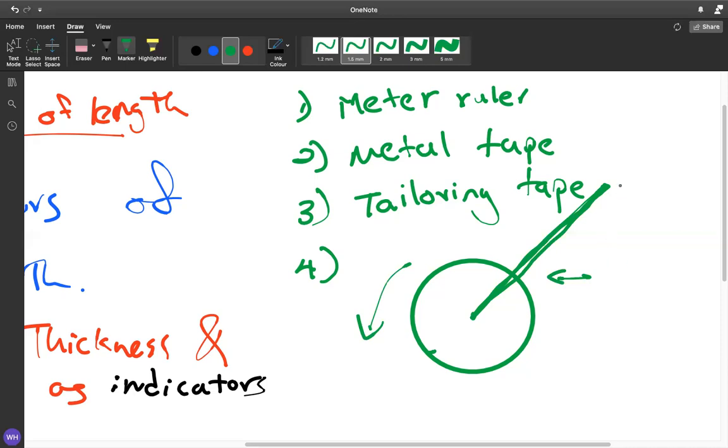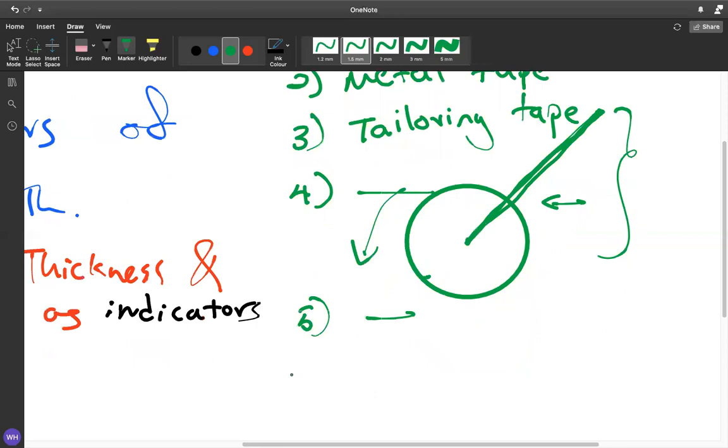Yes, you can find it on Google, right? You can find it in here and you may write the name of that. I'm not going to give you everything. You may find three more instruments that can be used to measure length.